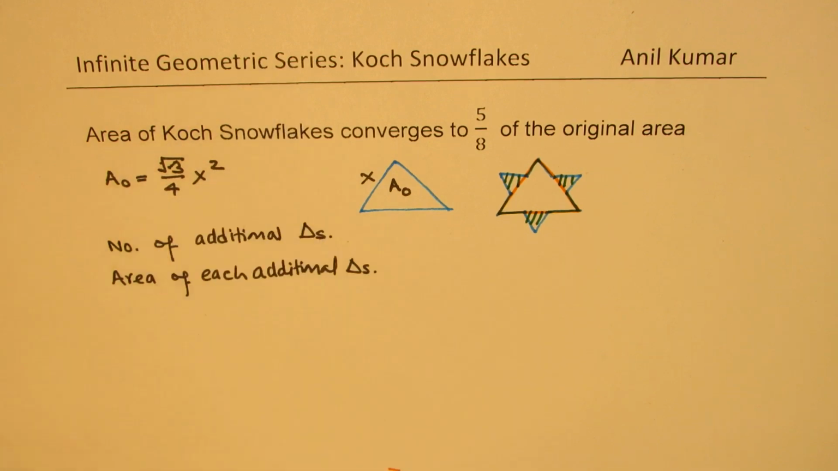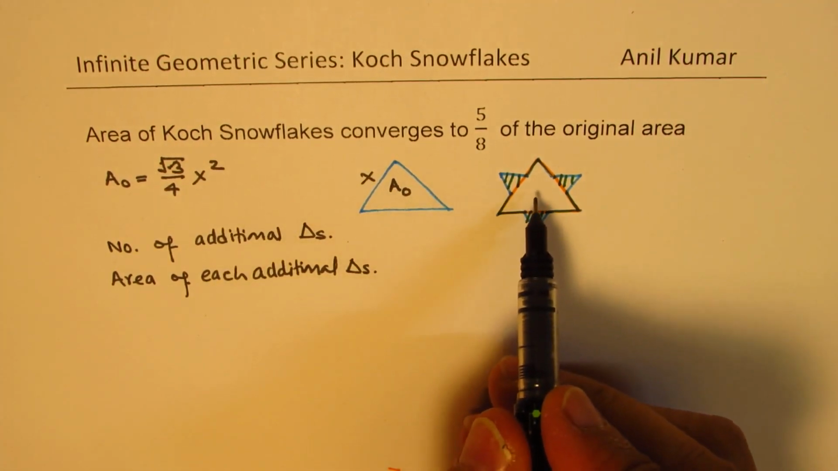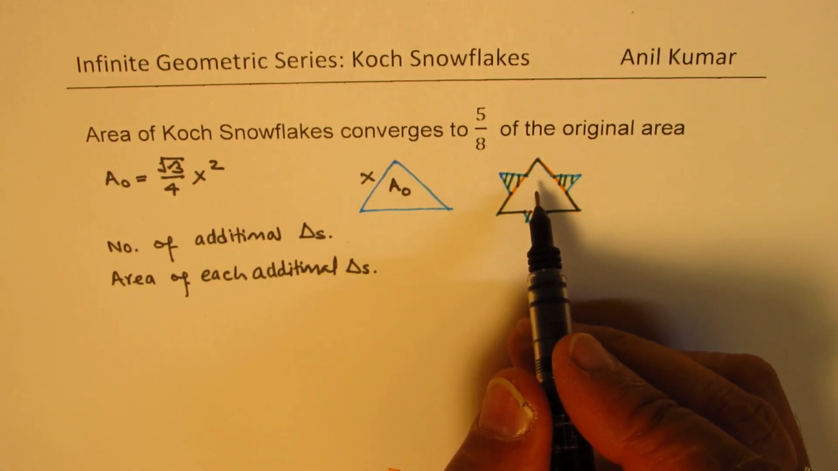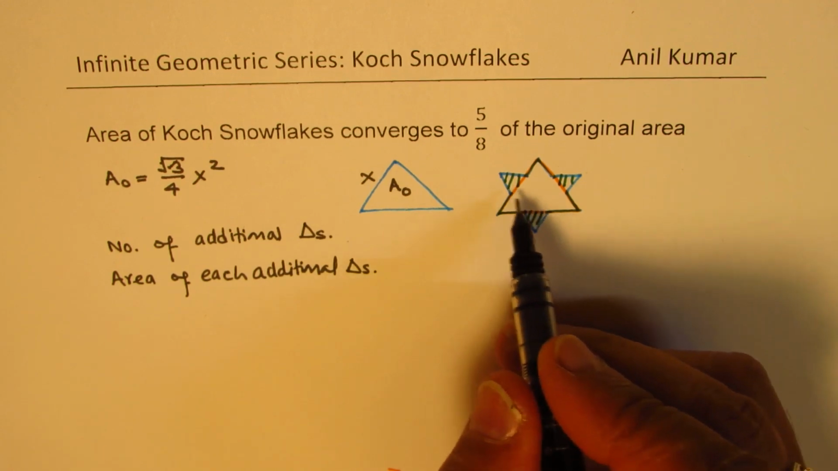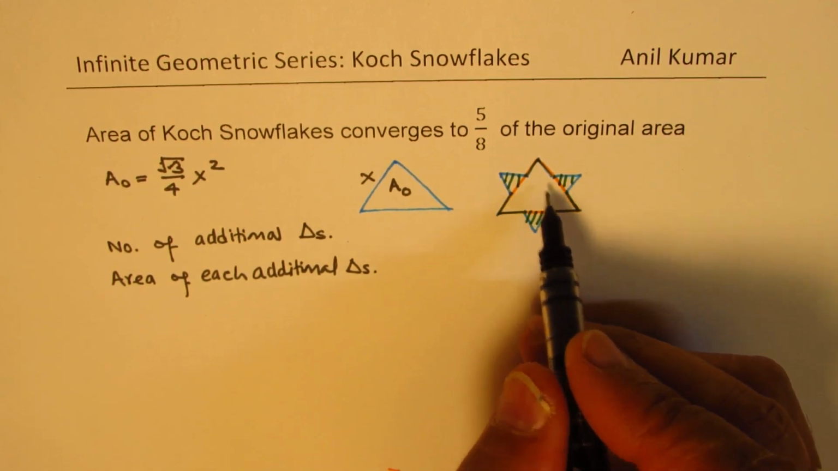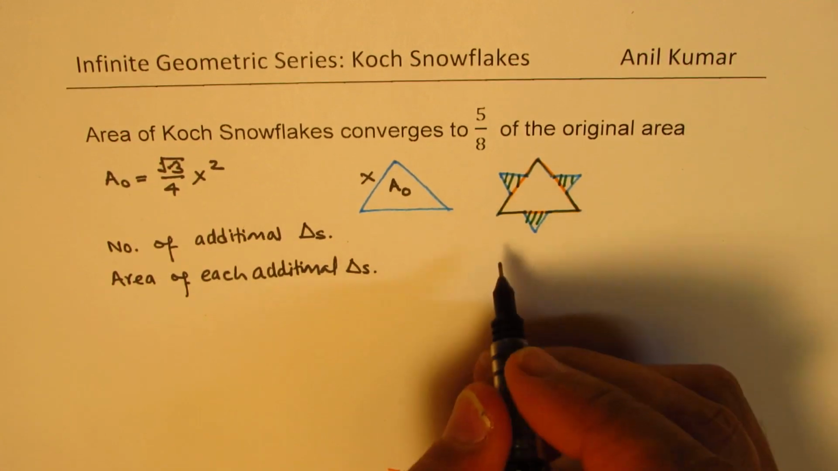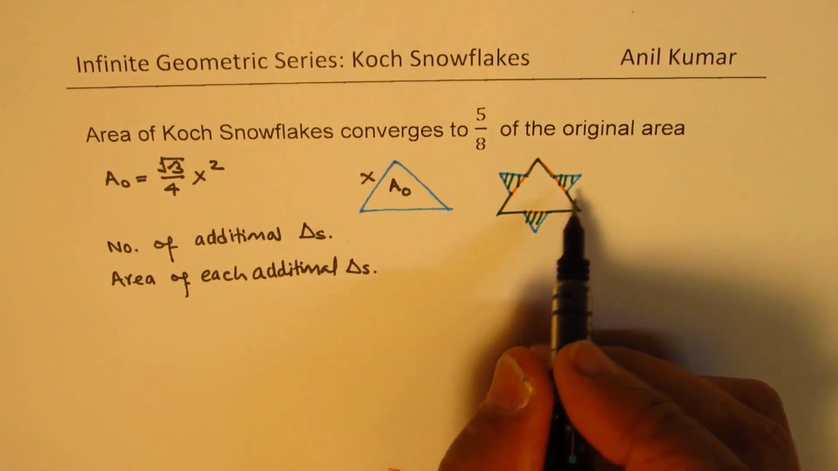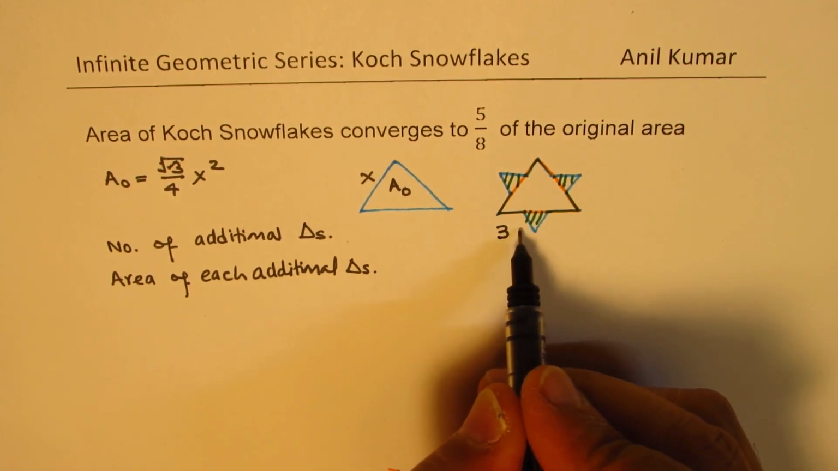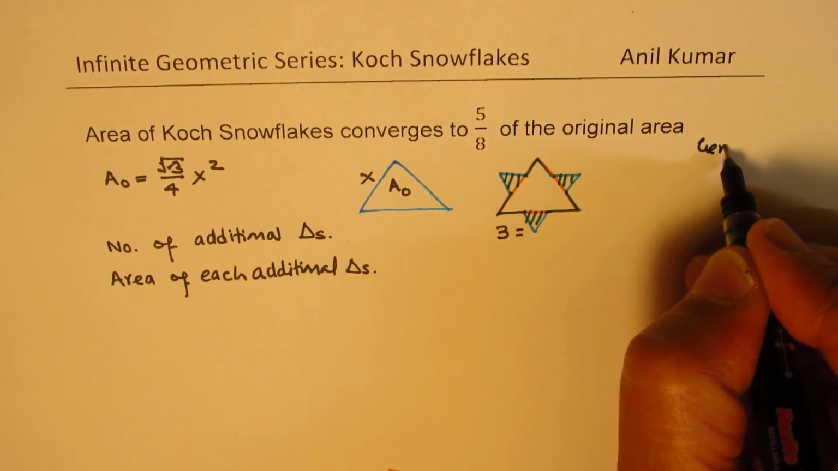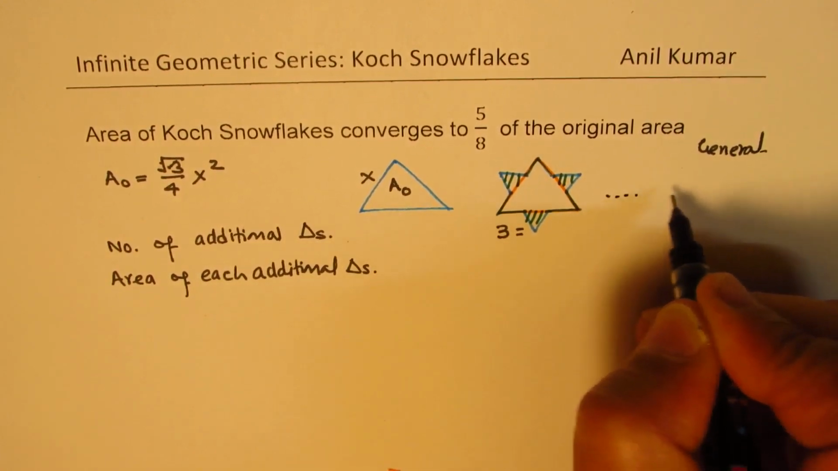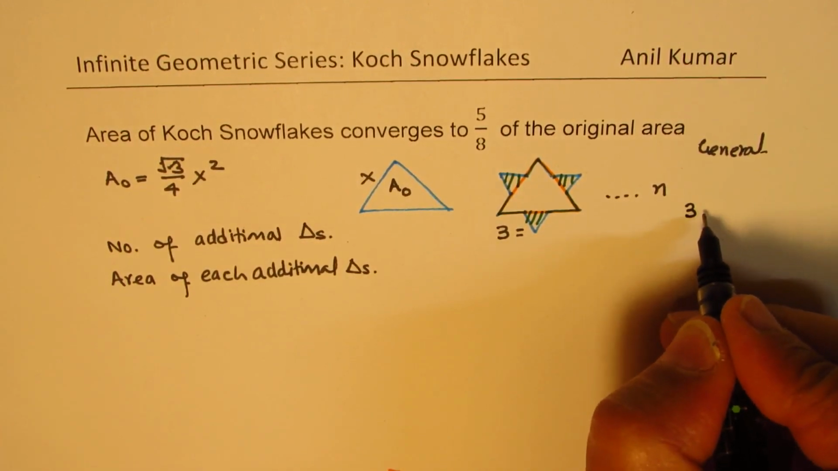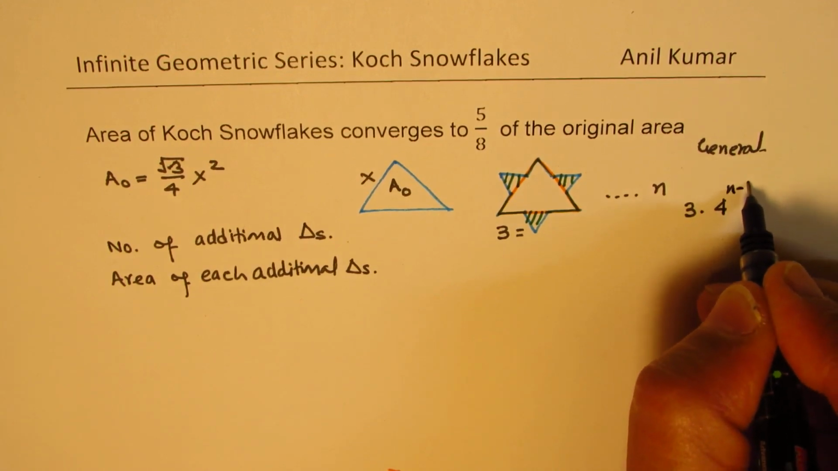Let's talk about the infinite geometric series. This becomes our first term, that becomes the second term, right? So it all depends on the number of sides, right? It is 3 times, because there are 3 triangles, 3 times each number of sides. So the number of additional triangles is always, in this case, 3, which I could also write in general. Let me write a general formula also, when we extend it to n. So it becomes 3 times 4 to the power of n minus 1.